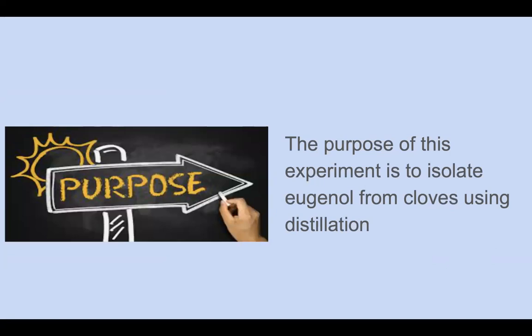Now, there's a principle behind the steam distillation process, which is that when the heating of a mixture of two or more immiscible liquids takes place, the vapor pressure exerted by the system increases. This is because it now becomes the sum of the vapor pressure of all the components of the mixture combined.